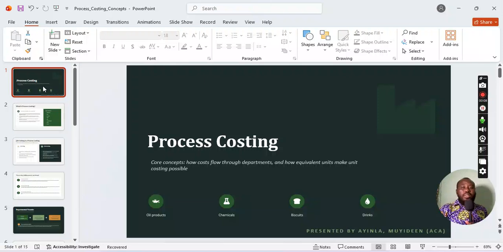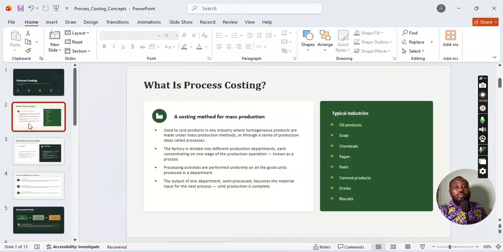So when we talk about process costing, from where we ended, we are talking about evaluating the cost involved in carrying out the production of certain items within an organization. We already explained this earlier, and we've talked about what process costing entails. It is used to cost products in any industry where homogeneous products are made under mass production methods or through a series of production steps called processes. So we've explained all these definitions of process costing.